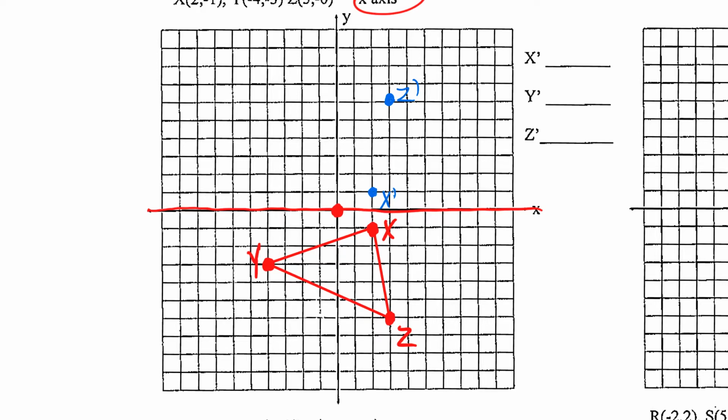And then how far is Y below that line of reflection? 3. It's 3 below. To do the reflection, I'm going to flip it 3 above. So along that same line, 1, 2, 3. There is my Y prime.